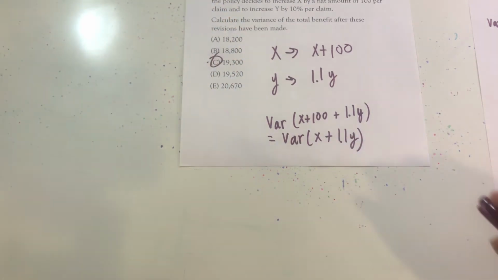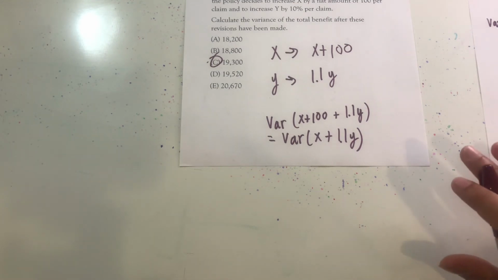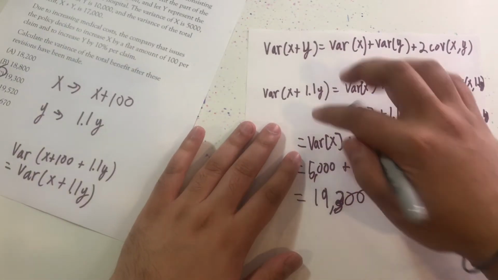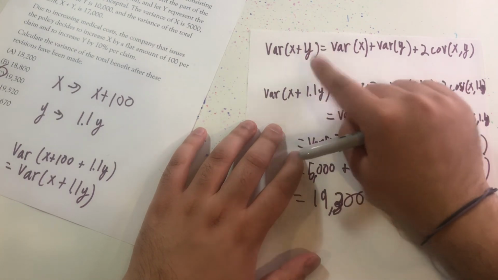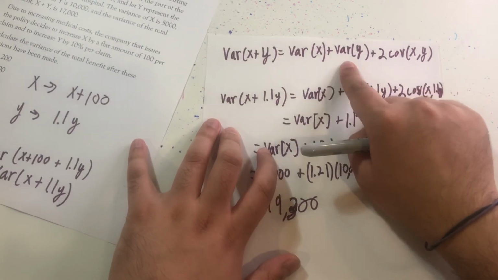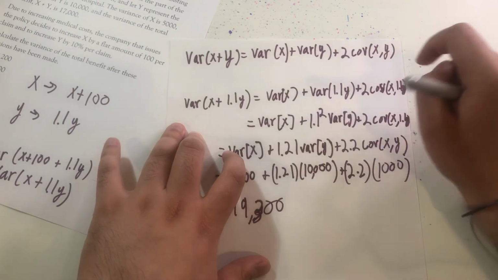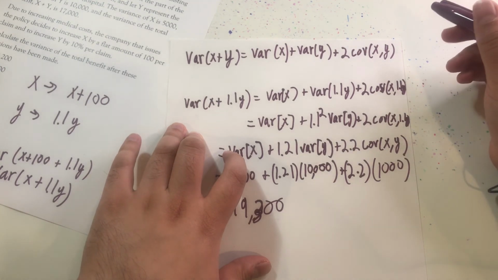And then we need a few rules and formulas to do with variance. First being the fact that the variance of the sum of 2 random variables is equal to the variance of the first random variable plus the variance of the second random variable plus 2 times the covariance of both random variables.